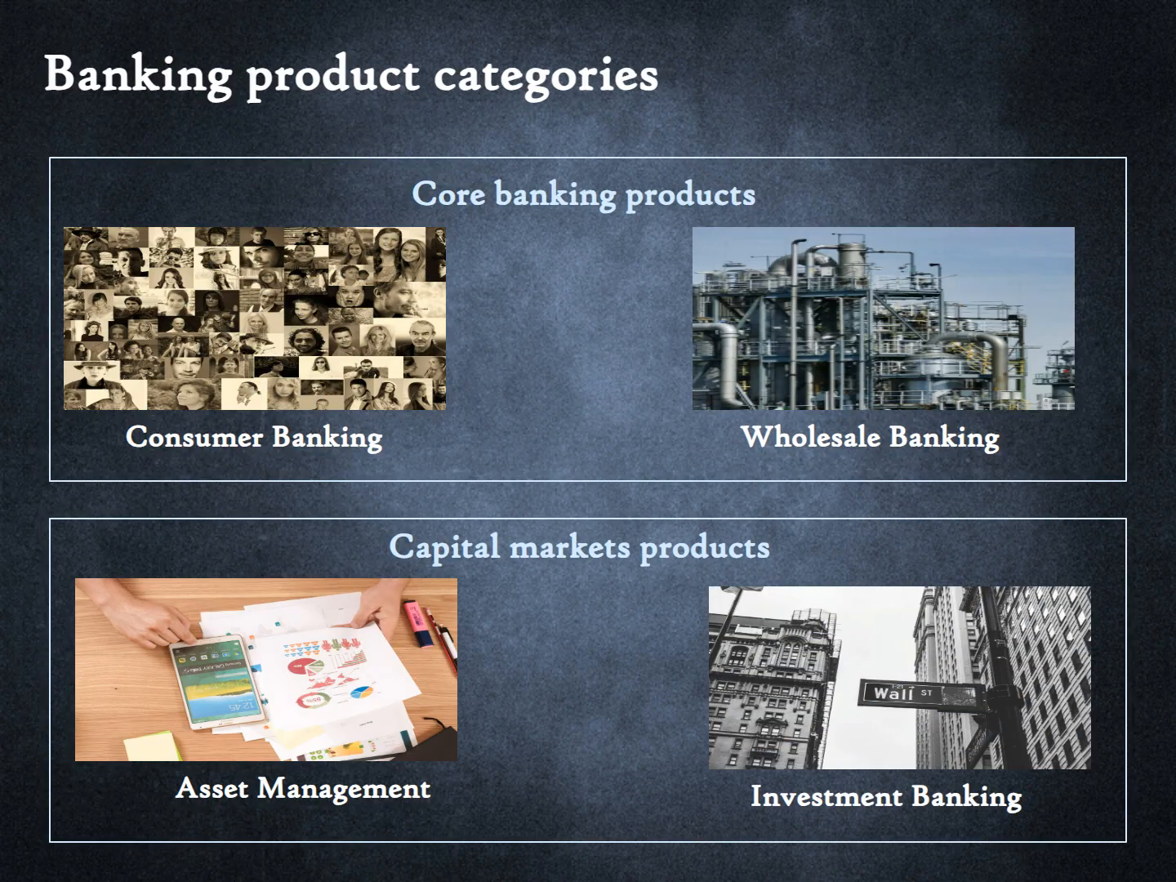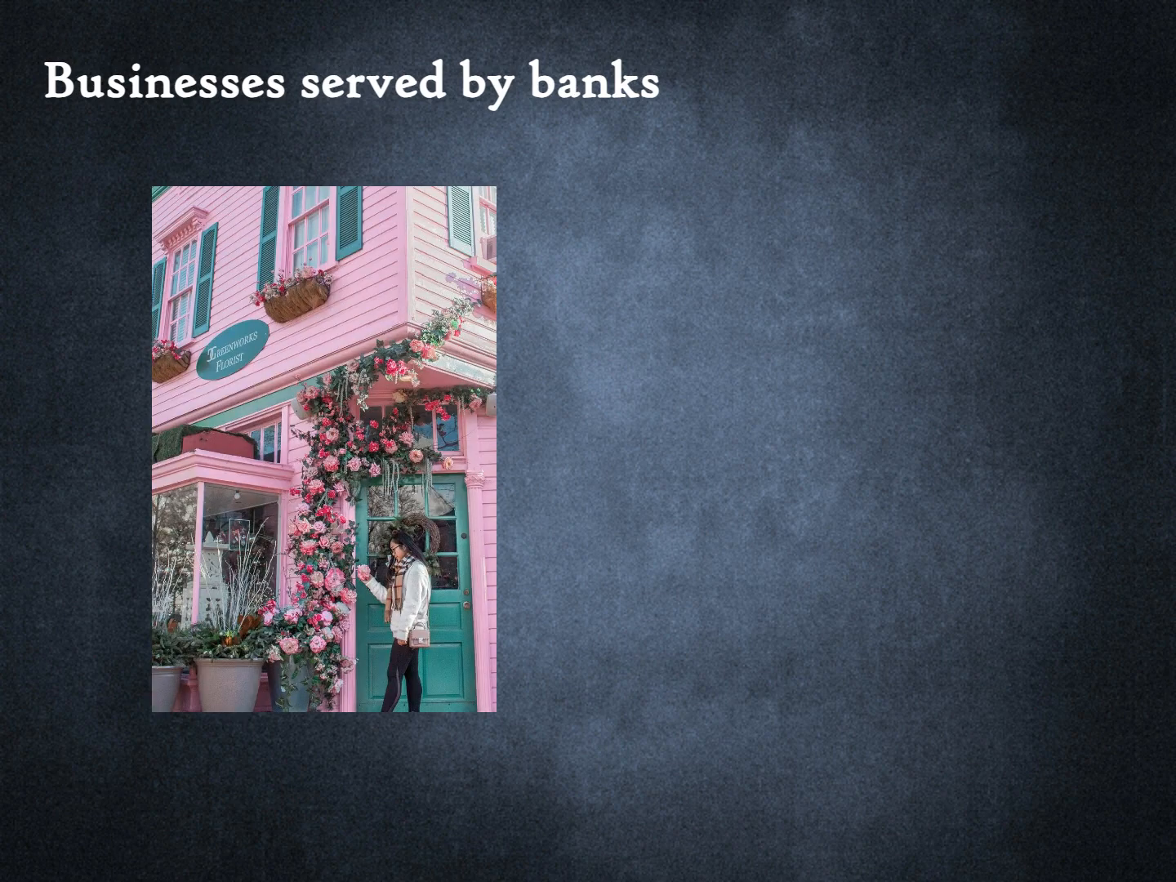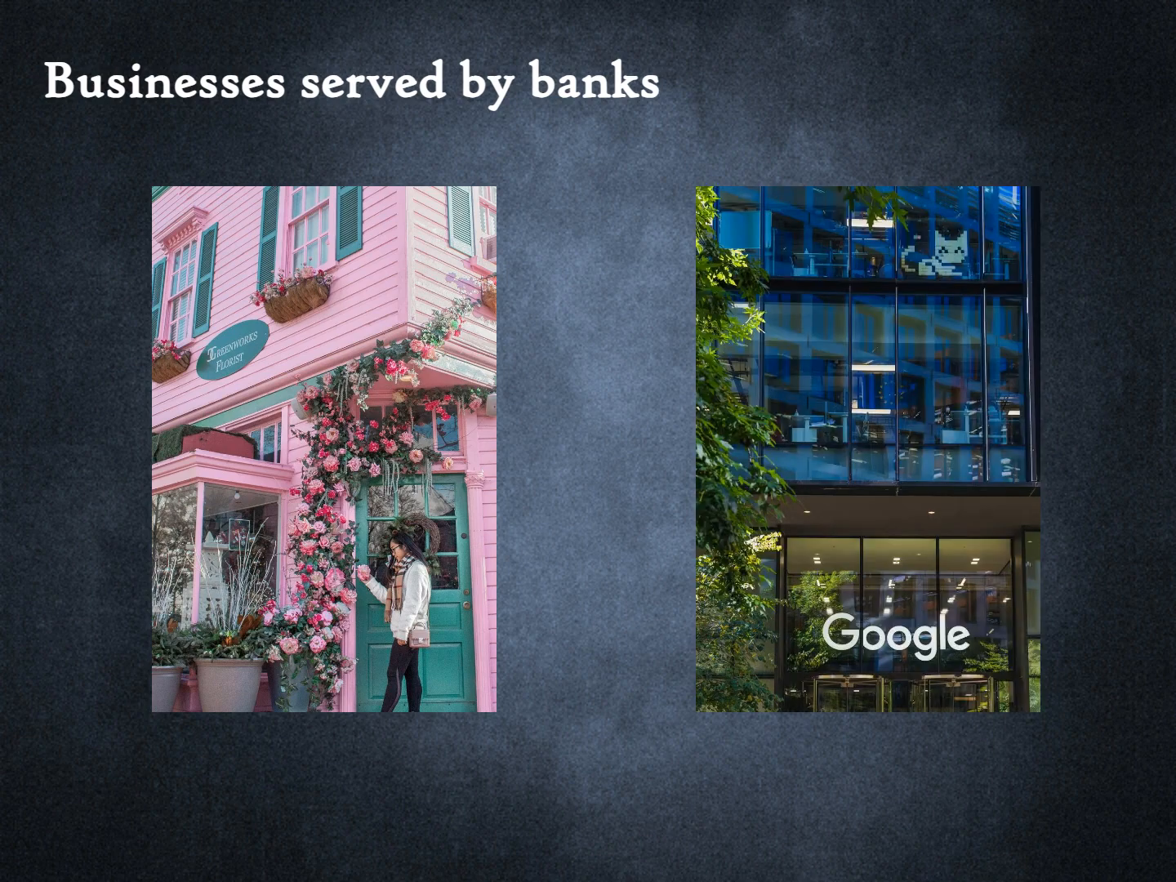Let us take a moment to orient ourselves on where we are in this course. We are currently in the process of learning about 4 categories of products sold by banks. This lesson is focused on wholesale banking. Wholesale banking products are financial products sold to businesses, which could range from a micro business like the dry cleaner down the street to a Fortune 500 company.